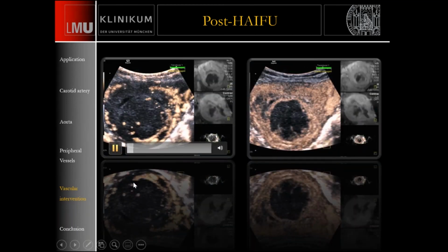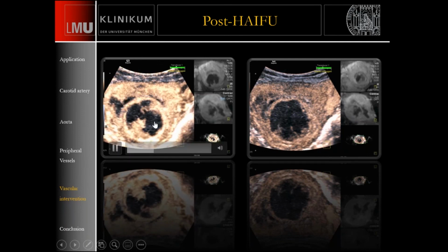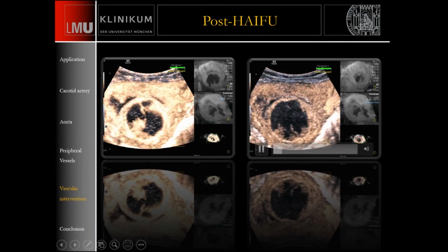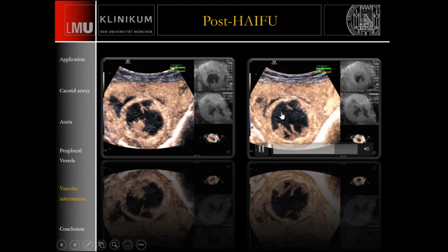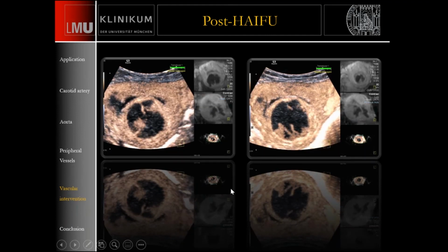So we inject contrast and you see a couple of necrosis areas inside, for example here, where in the past examination you saw a nice perfusion. Also here you see a very good treatment of the myoma guided by HIFU therapy and controlled by contrast ultrasound.